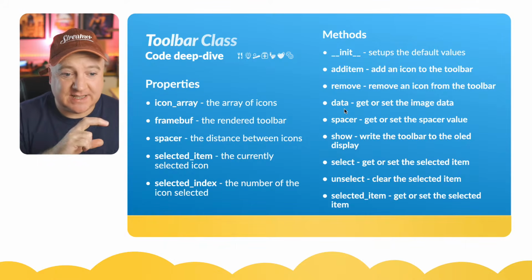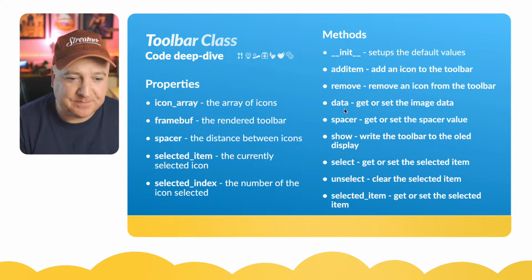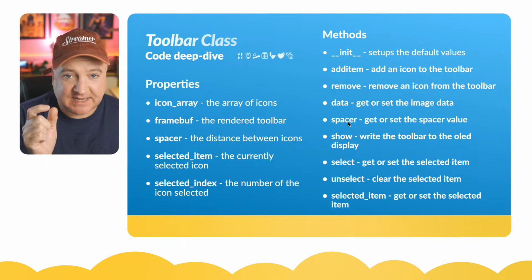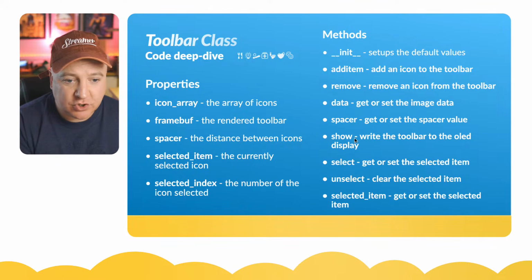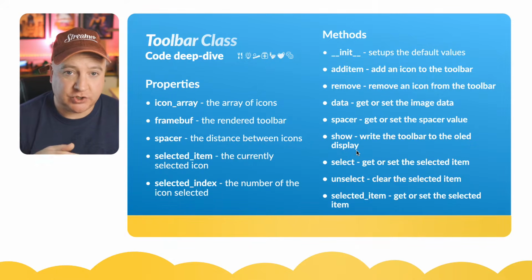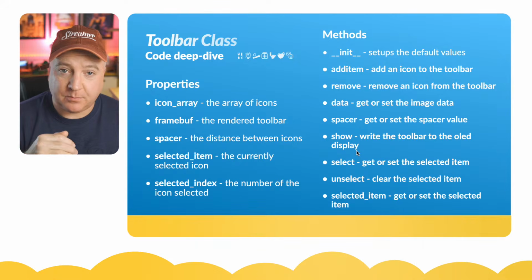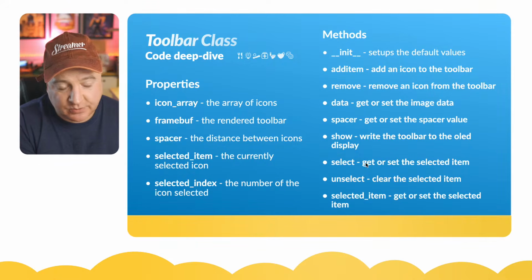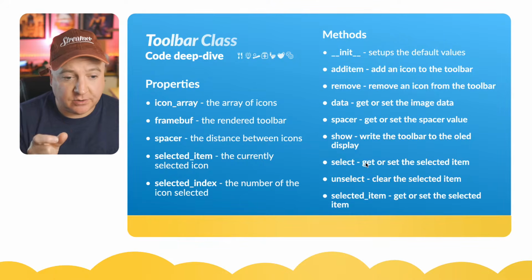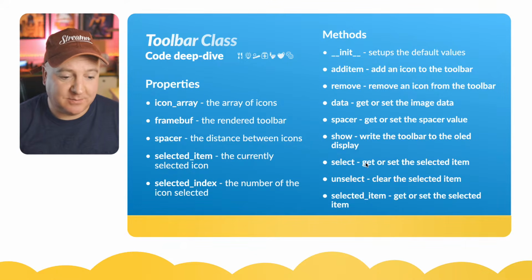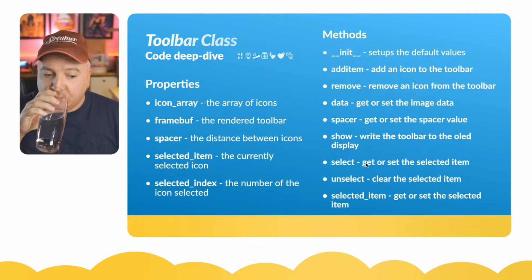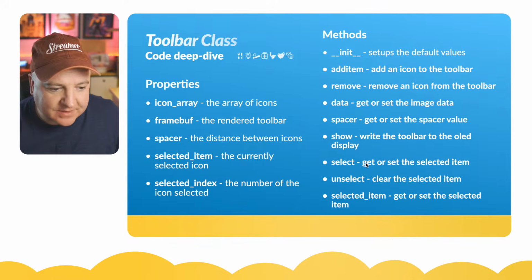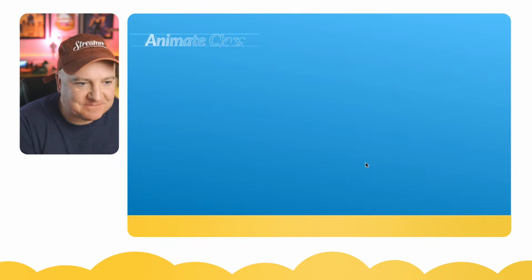Data actually returns the entire frame buffer of the toolbar. Spacer is just setting that spacer value that we talked about before. Show will write the toolbar to the OLED display, so we can actually pass the OLED pointer to the memory area, and it will actually just overwrite it there. Select and unselect do what you'd expect. They can select or unselect an icon, and then selected item gets or sets the currently selected item. Okay. Richard's making some good points here. I'll come to them in a minute.